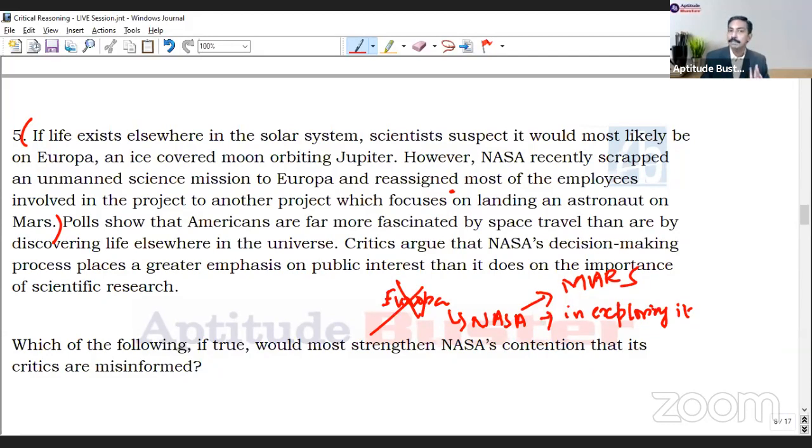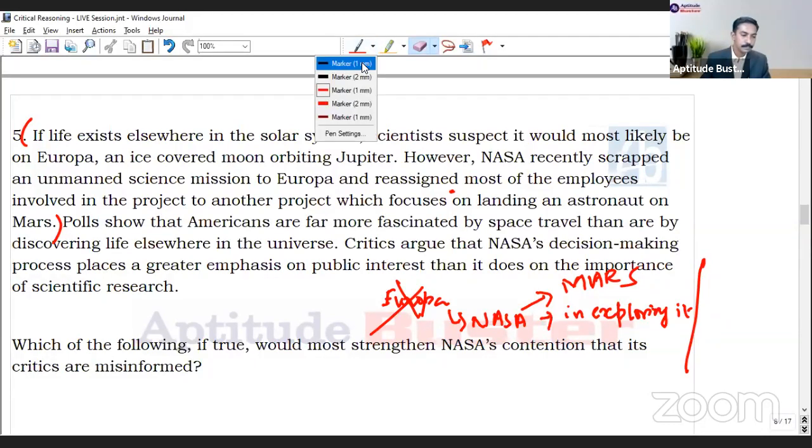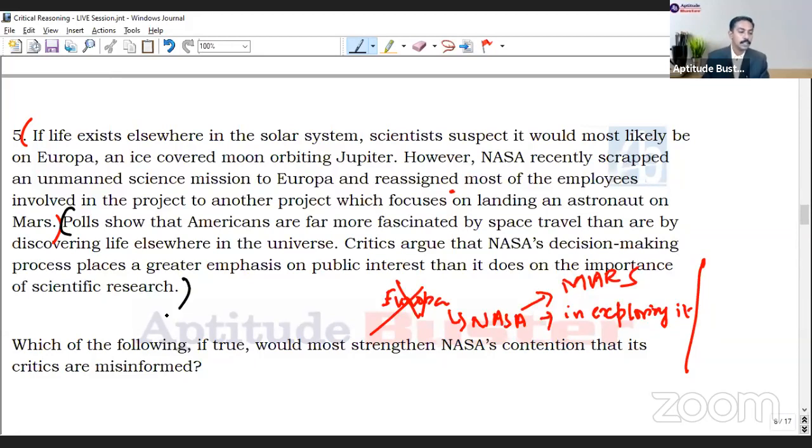Initially it says they were interested in Europa and exploring whether life could exist there. And now the second sentence says that it has shifted its attention to Mars. This is the first part of the argument. Look at the second part. The second part begins here and closes at the last word.